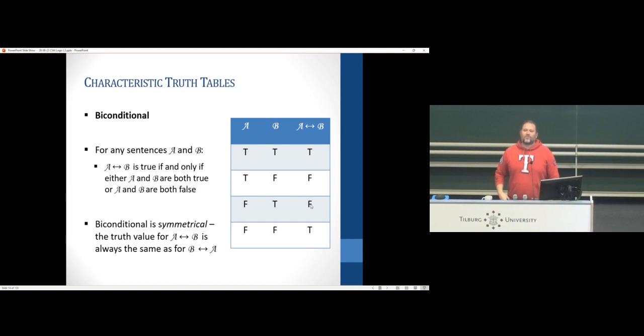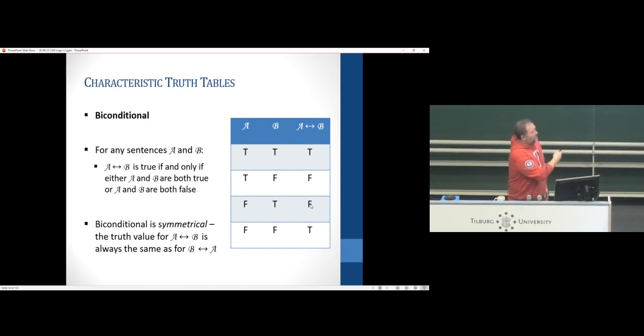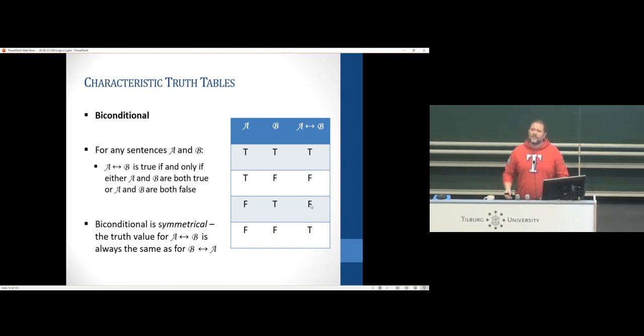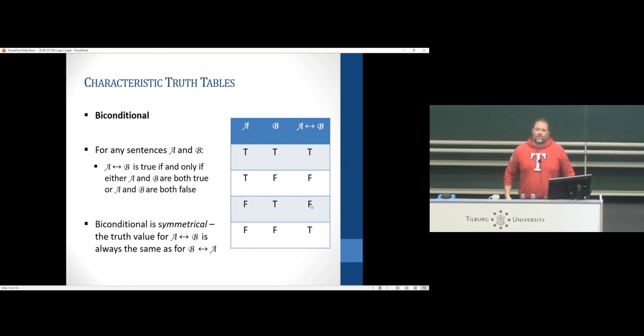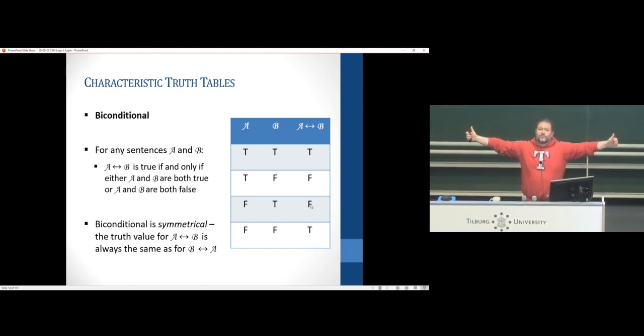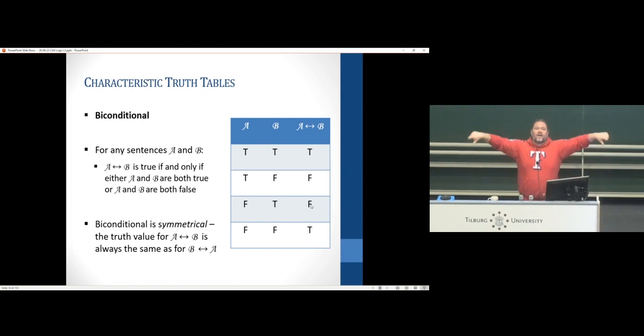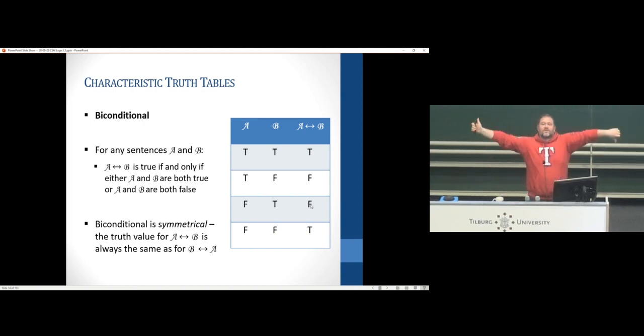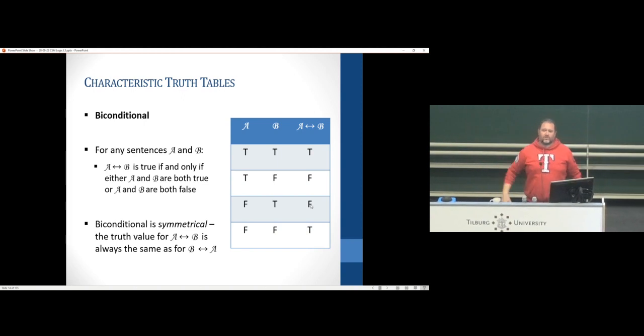I'm going to go slightly out of order and give you the biconditional before the conditional. The biconditional, and again, we have A and B. We have A biconditional B. It's going to be true if and only if the two sides have the same truth value. So the biconditional is true if A and B are both true. It's also true if A and B are both false. The only time a biconditional fails is if the sides have different truth values.